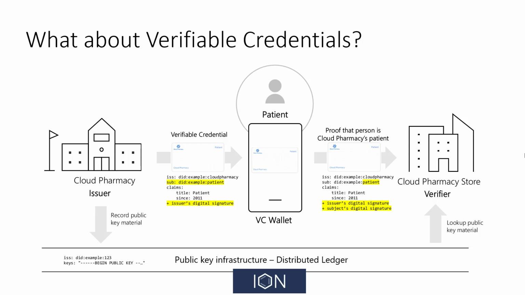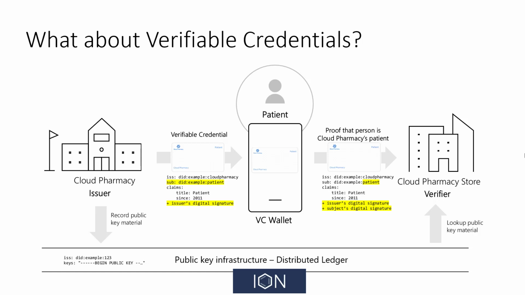So when I want to verify this patient verifiable credential in the Cloud Pharmacy Store, the Cloud Pharmacy Store will make a lookup of the public key material in the distributed ledger, ION, and the Cloud Pharmacy Store can be sure that, okay, this person, Daniel, is a patient, and this verifiable credential was issued by Cloud Pharmacy, so this patient is eligible to obtain a discount.